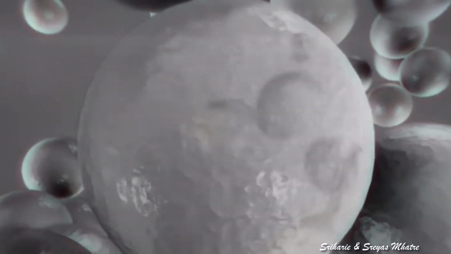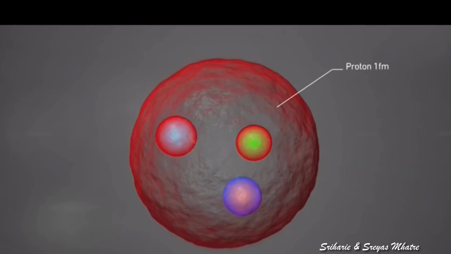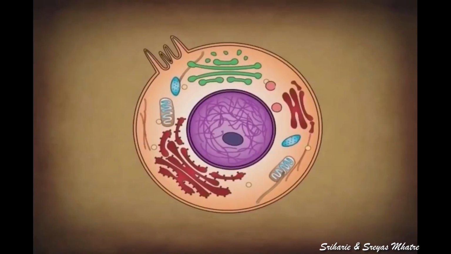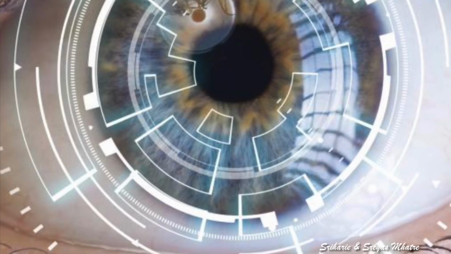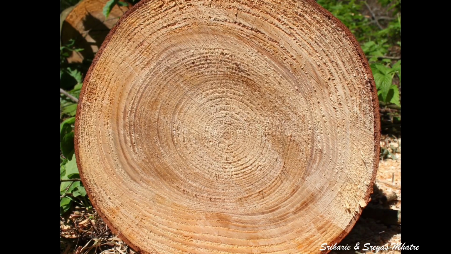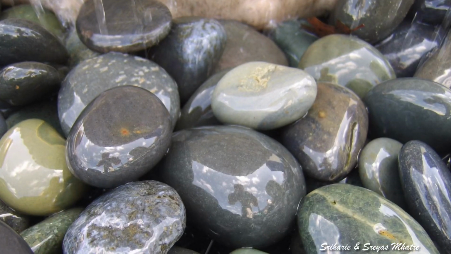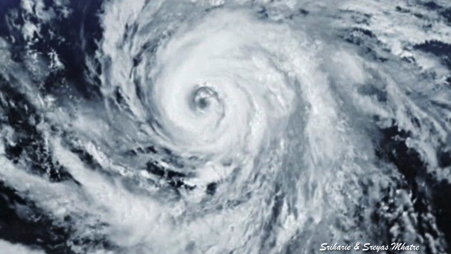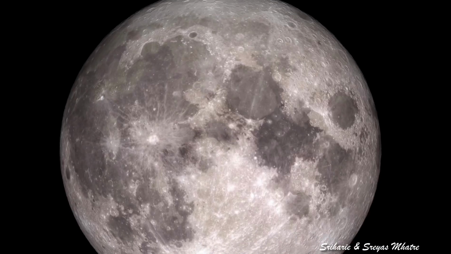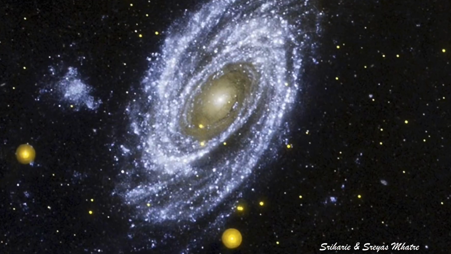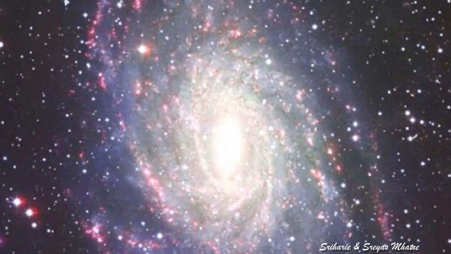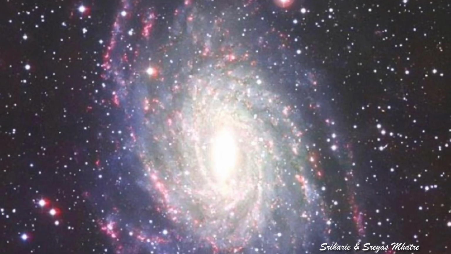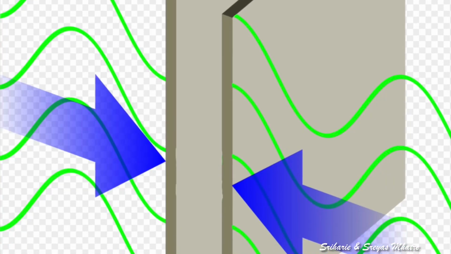Everything in nature is usually round. The atoms are round, the nuclei are round, the cells in the human body are round, the fingerprints, the iris, the bark of the trees, the pebbles, the clouds, the storm, the earth, the moon, the sun, the galaxies, everything is round or ellipsoid. All flat surfaces meet completely without leaving any space in between.